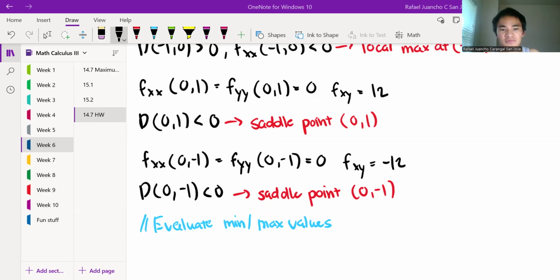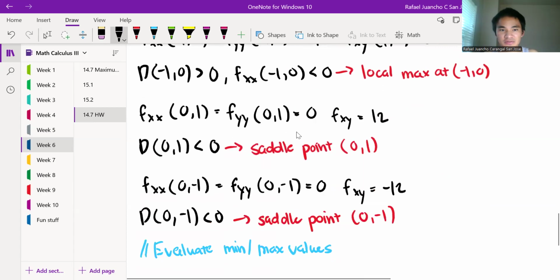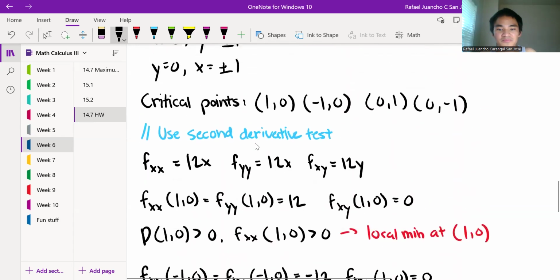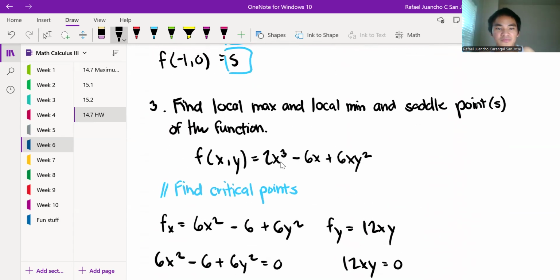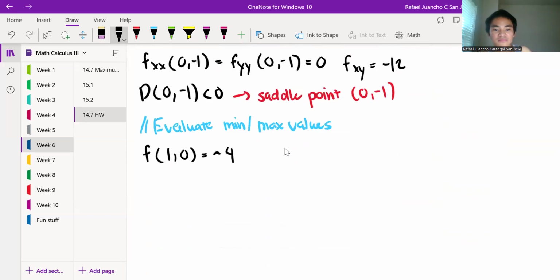Then my local extreme values. So local min at 1, 0. So I just do my function at 1, 0. This will give me my local minimum. So that would be 1, 1, 0. Boom. This is 2 minus 6, -4. Right? Done.